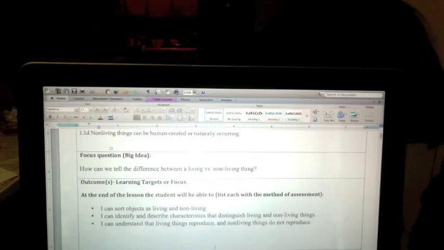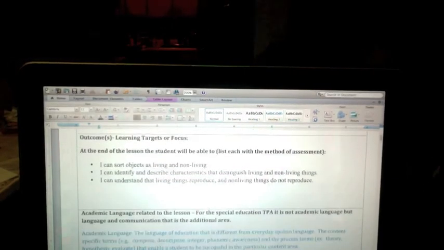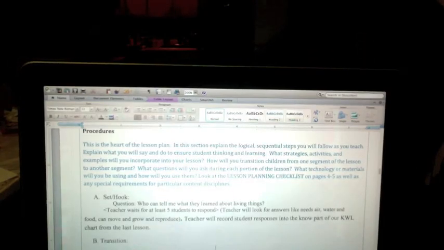Some of the materials that I would need would be a science reading about living versus non-living things, a KWL chart, magazines, pencils, projector screen, science notebook, and a living and non-living things chart, as well as post-its. I'm going to go ahead to my procedure, because a lot of these things are repetitive and I could be talking forever.